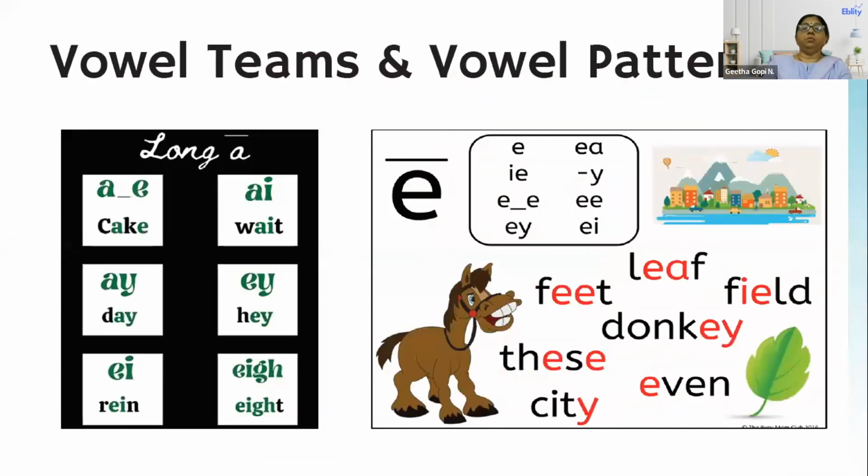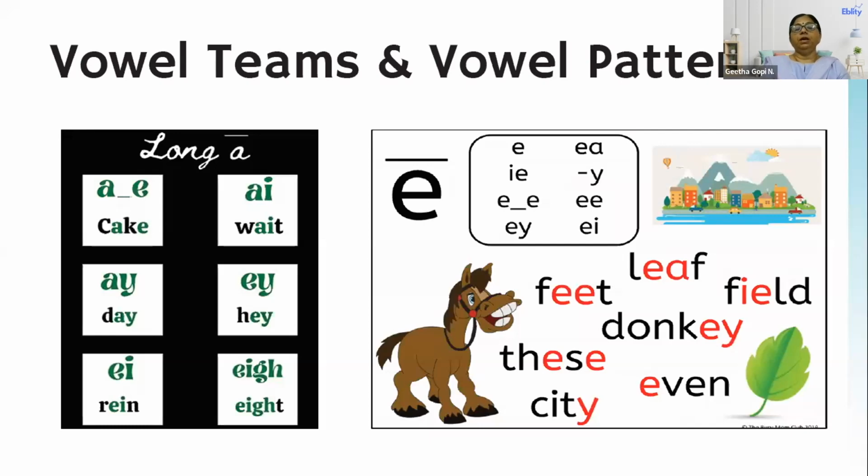So different kinds of vowel teams and vowel patterns have to be taught. For example, if you're teaching long A, there are different vowel combinations which make the long A sound. So cake with the A-E combination, A-E with a consonant in between. That is one combination where you use the long A sound. A-I as in weight, rain, mail. So A-I comes again, and the rule holds good here. The first vowel A says A, its name, and the second vowel I is quiet. So you teach it accordingly.